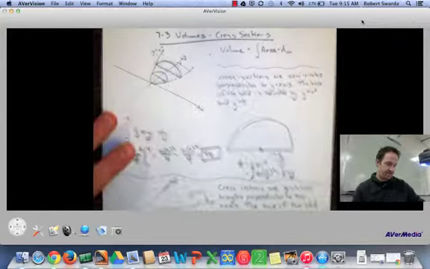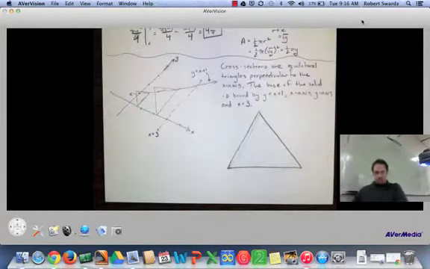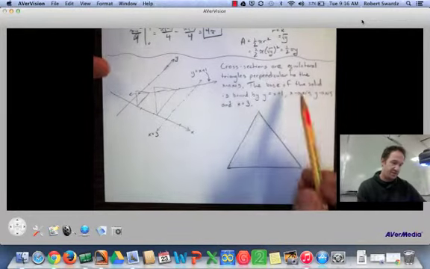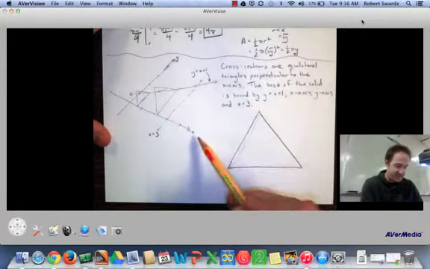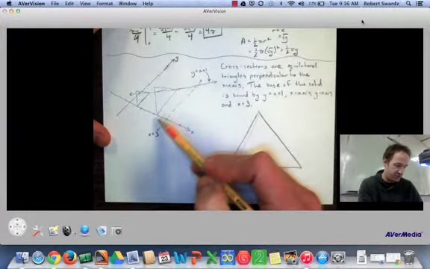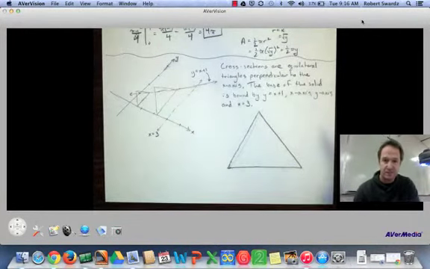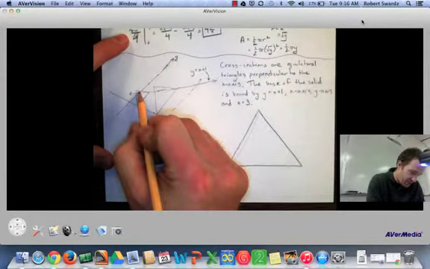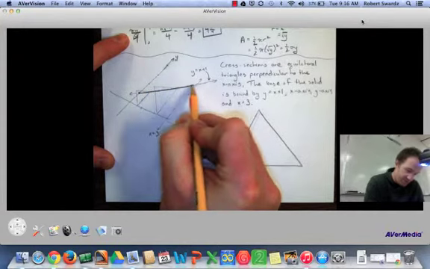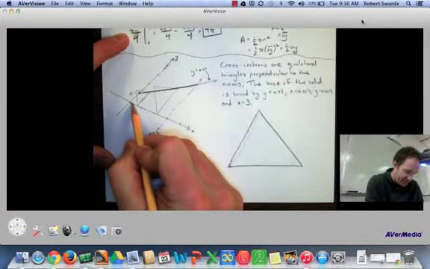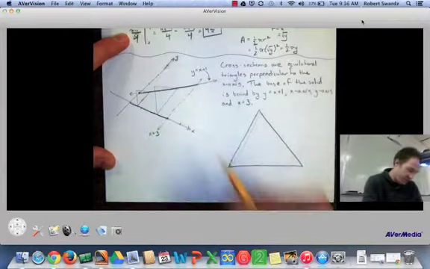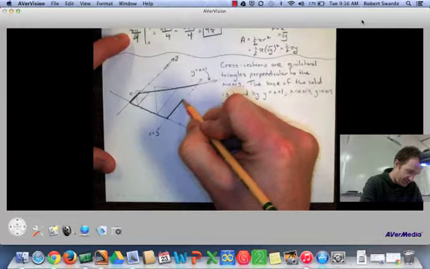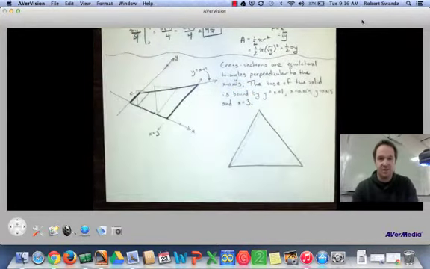Let's take a look at another example. Here we've got cross sections that are equilateral triangles, and this time perpendicular to the x-axis. Here's the x-axis. I've drawn a couple of those equilateral triangle cross sections. The base of the solid is bounded by the line y equals x plus 1, the x-axis, the y-axis, and the line x equals 3. So there's the base of our solid.